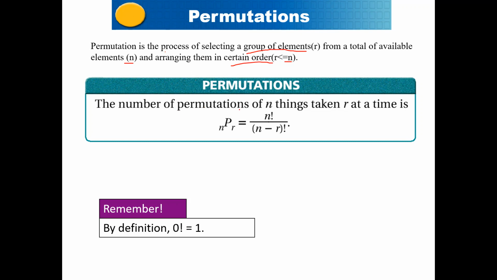So the number of permutations of n things taken r at a time, this is the formula, we can read it as nPr equal to n factorial divided by n minus r factorial. This notation is known as factorial, and always remember factorial 0 value is always equal to 1. So this is the definition of the permutations and formula we can apply and calculate.